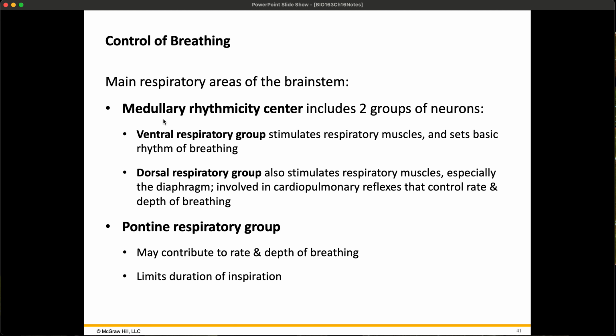There is the medullary rhythmicity center. It has a ventral and dorsal respiratory group. So within your medulla oblongata, you have the ventral and dorsal respiratory group. The ventral one stimulates respiratory muscles, the basic rhythm of breathing. Dorsal is really controlling the rate and the depth. The pontine respiratory group, within the pons of the brainstem, can contribute to rate and depth and limits duration of inspiration. So it's going to limit how much you actually take in at a moment.